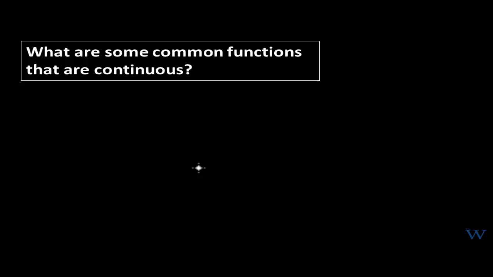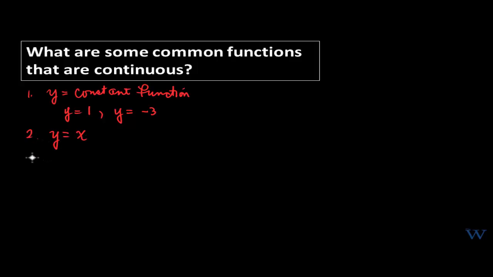So what are some common continuous functions? We've looked at this a lot. Say y is equal to a constant function, like y is equal to 1, or y is equal to negative 3. These are all horizontal lines passing through whatever the constant value of y is. What else? Our identity function, y is equal to x. And of course, the quadratic function. And of course, a combination of those.